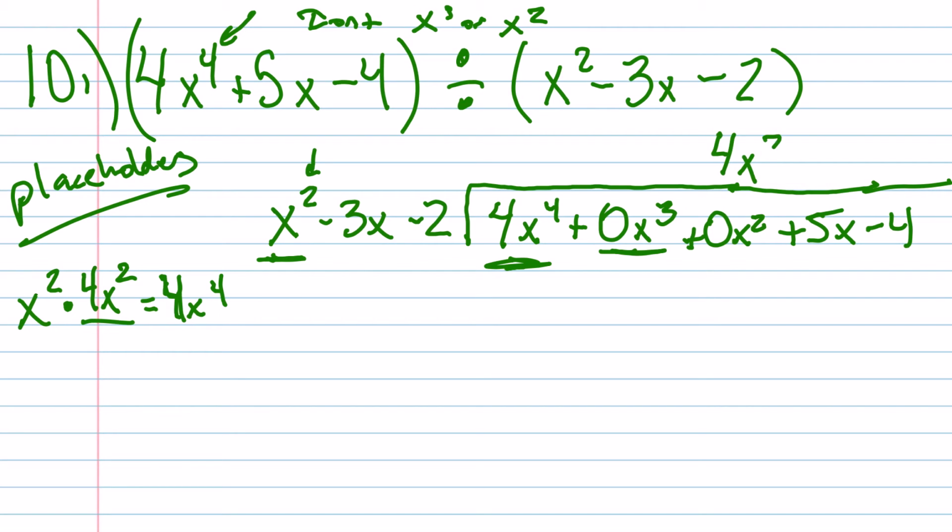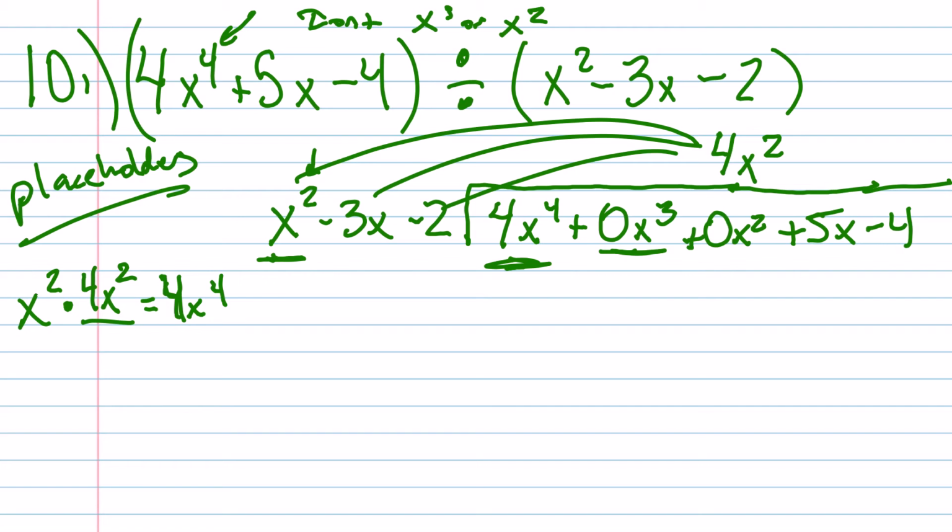So I'm going to put 4x squared. And notice, now that I put my placeholder in, I have a place to line up that 4x squared. So then I multiply everything. 4x squared times x squared is 4x to the 4th. 4x squared times minus 3x is minus 12x cubed. 4x squared times minus 2 is minus 8x squared.